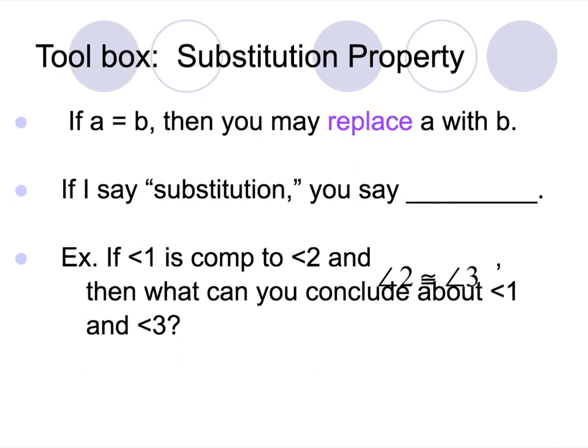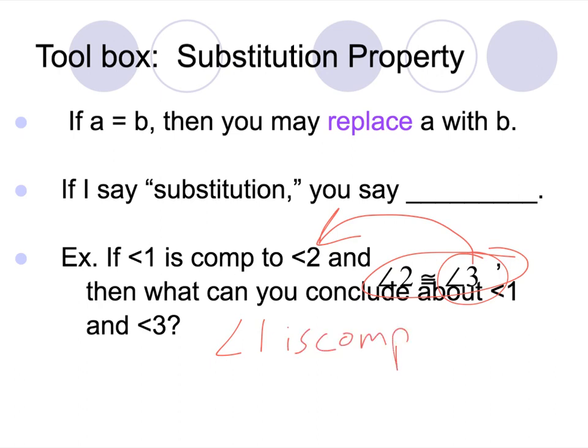If angle 1 is complementary to angle 2, and angle 2 is congruent to angle 3, what can you conclude about 1 and 2? Well, if 2 is congruent to 3, then I can just substitute angle 3 in for 2, and I've got a new statement that says angle 1 is complementary to angle 3. I've just substituted it in and created a new statement.